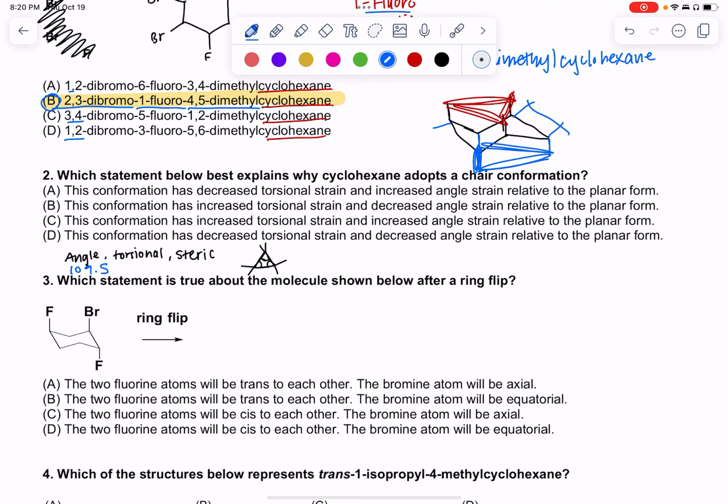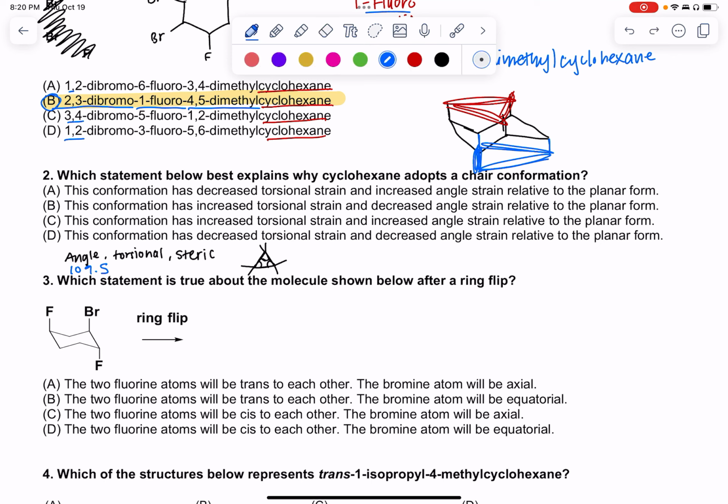This is really good to see on a model kit if you're struggling to understand what this looks like. Just make your model kit, put it in the chair conformation, and then look at how you don't see atoms really eclipsing each other when you turn it on its side. So for the chair conformation, our angle strain and our torsional strain are going to be decreased.